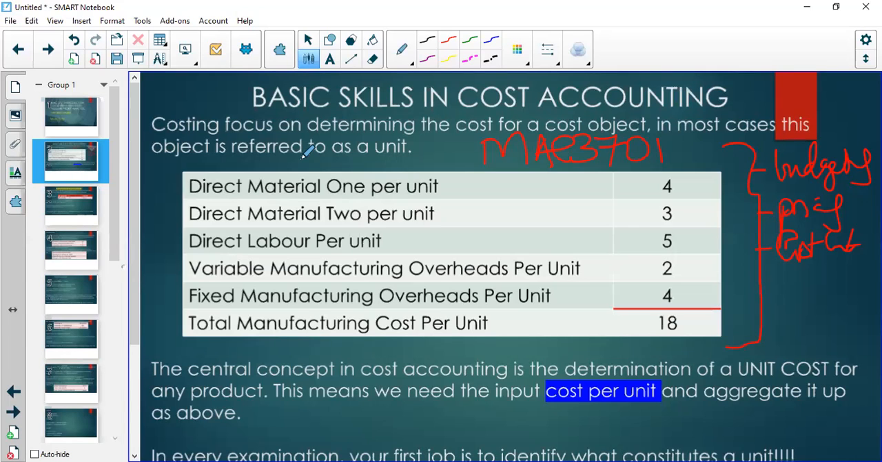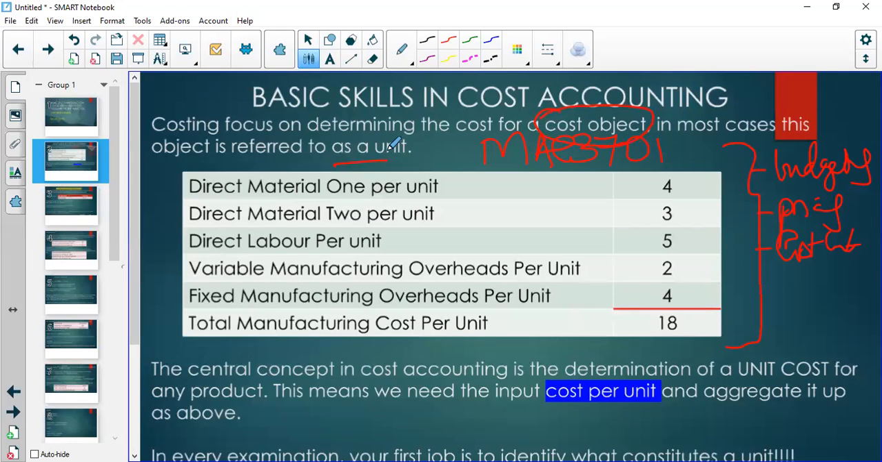And so there are individual items for which we need to determine the cost. And those individual items are referred to as a cost object. So we need to know the cost for each cost object. So let's say that if you are a bakery, then we need to have an idea of the cost per loaf of bread, right?